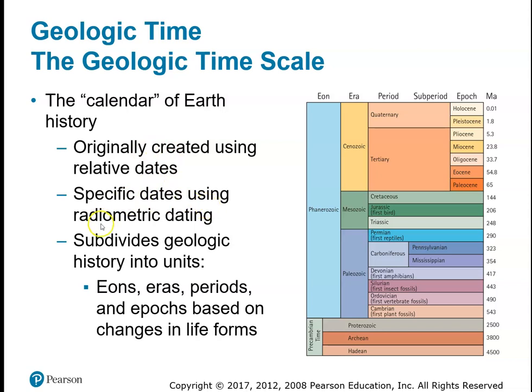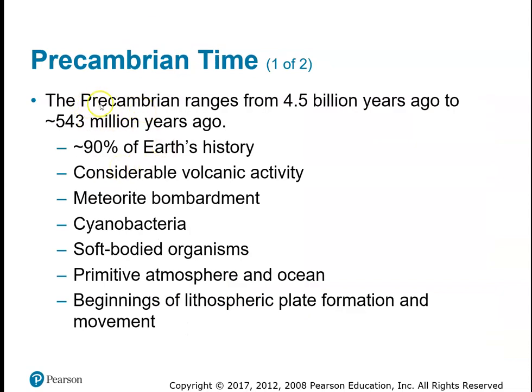So specific dates, of course, are used with radiometric dating. Other than that, we have to use relative dating. All right, so the Precambrian ranges from the creation of the Earth, 4.5, it's actually closer to 4.6 billion years ago, to a little more than half a billion years ago, 543 million years ago. And you might wonder, what happened then? Why did we pick this particular time? And there's a good reason for this.